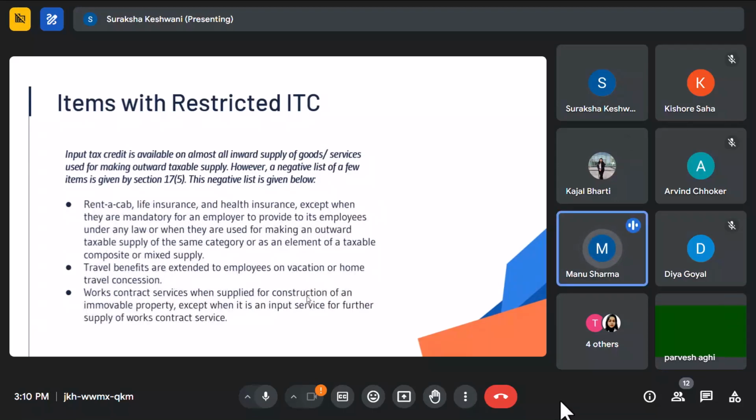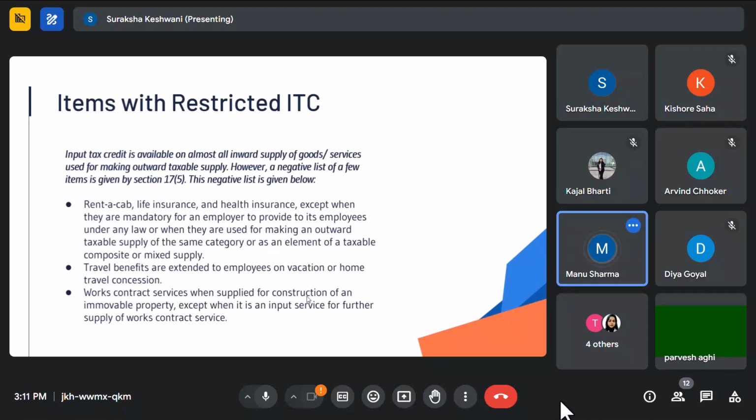Rent a cab, life insurance, and health insurance are also restricted with ITC, except when they are mandatory for an employer to provide. Travel benefits extended to employees on vacation or home travel concessions. Work contract services when supplied for construction of an immovable property, except when it is an input service for further supply of works contract.